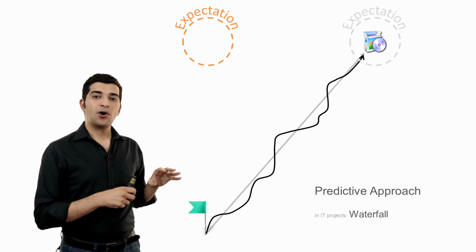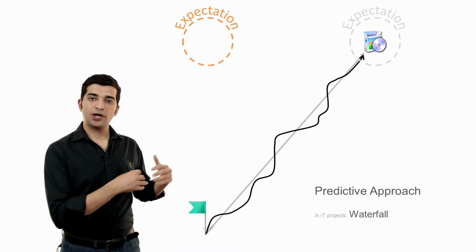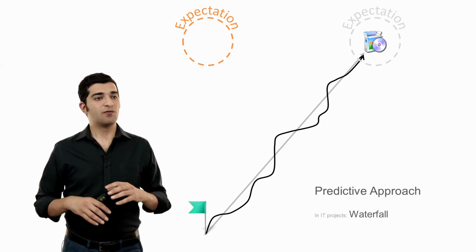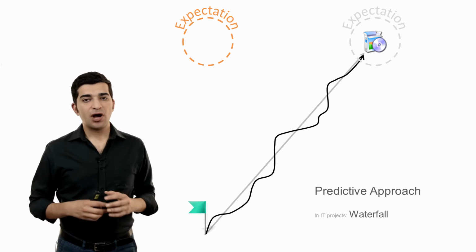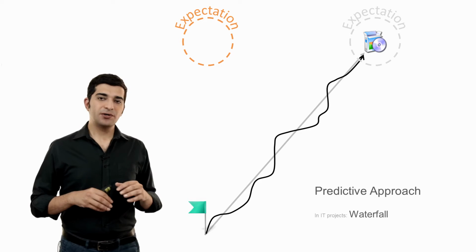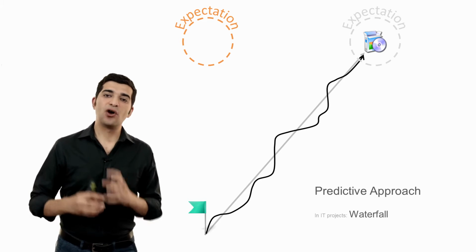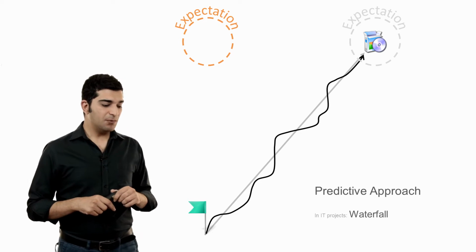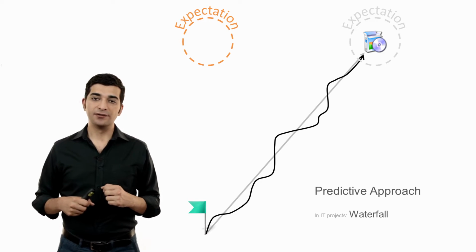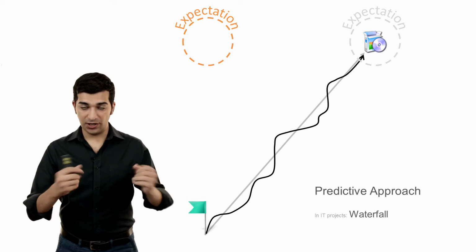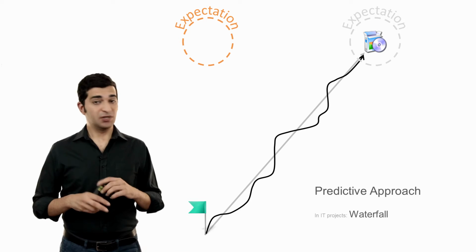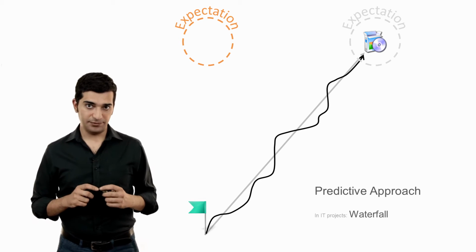And this approach is called predictive because we try to predict everything upfront. How can we improve it? For example, we can have a better communication in our project. That obviously helps, but experience shows that it doesn't really solve the problem. Maybe we can get help from prototyping, modeling, and in the beginning of the project when we try to understand the expectations. That helps, but doesn't solve the problem.